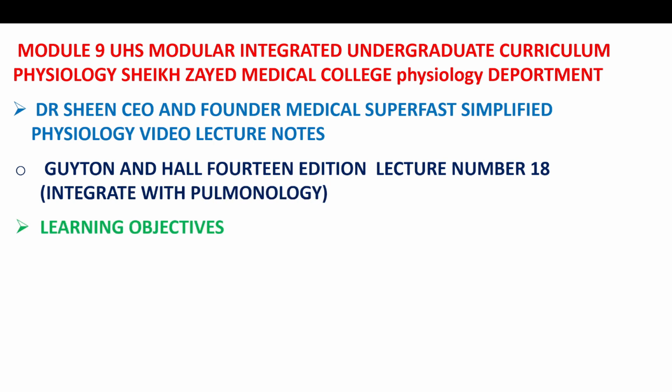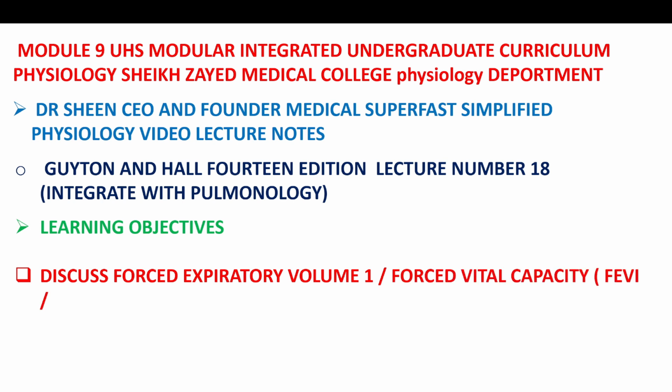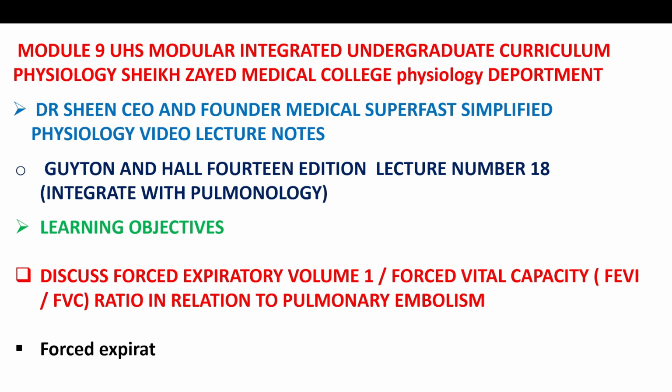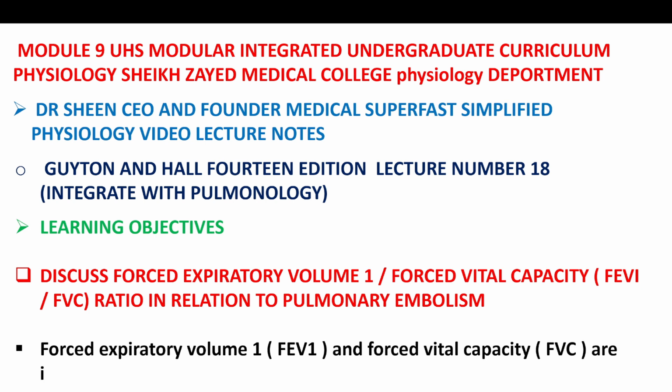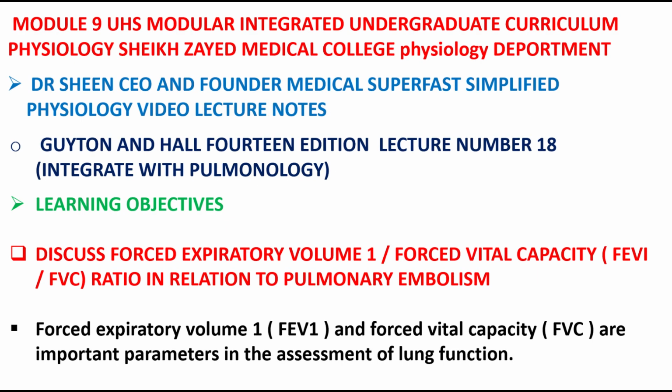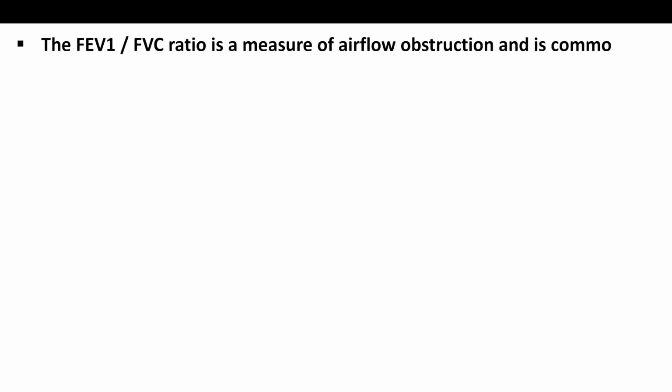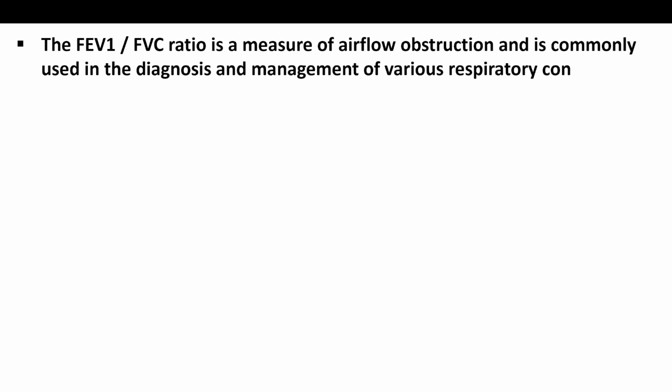Learning Objectives. Discuss Forced Expiratory Volume 1 (FEV1) to Forced Vital Capacity (FVC) ratio in relation to pulmonary embolism. FEV1 and FVC are important parameters in the assessment of lung function. The FEV1-FVC ratio is a measure of airflow obstruction and is commonly used in the diagnosis and management of various respiratory conditions, including pulmonary embolism.